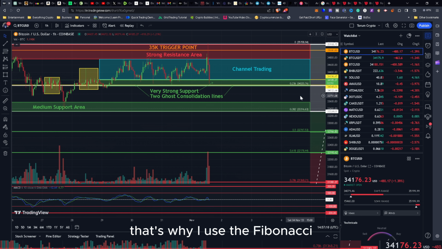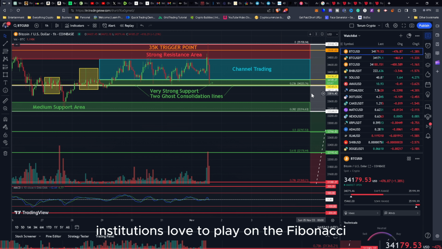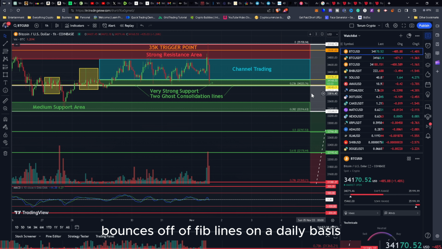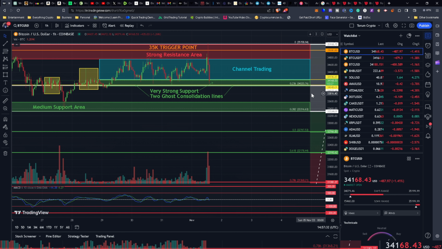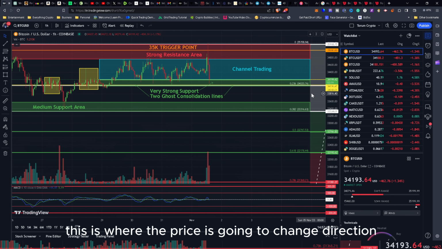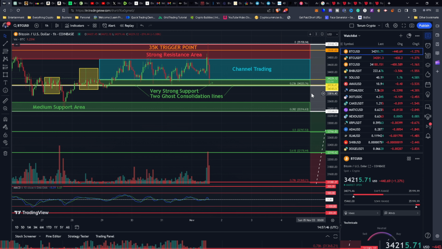That was the other thing. That's why I used the Fibonacci. Institutions love to play on the Fibonacci. Okay? They use it all the time. If you've ever traded with an institution and you're watching, you'll notice that the price action bounces off of fib lines on a daily basis. So this is why we have our consolidation and fib lines in here. This is where the price is going to change direction all the time. Okay? This is why I use it.